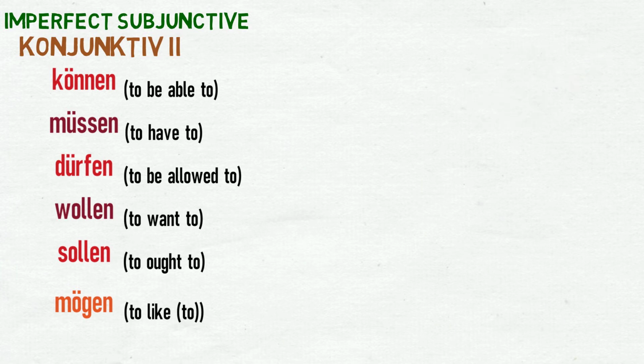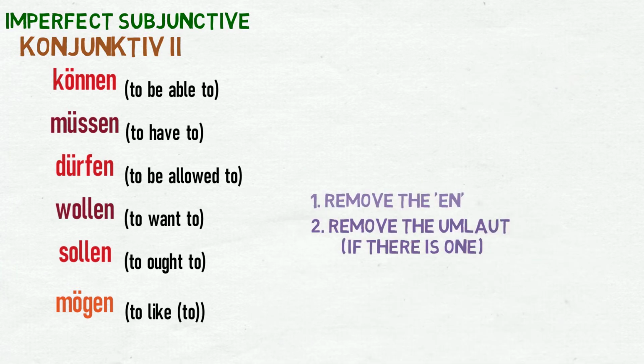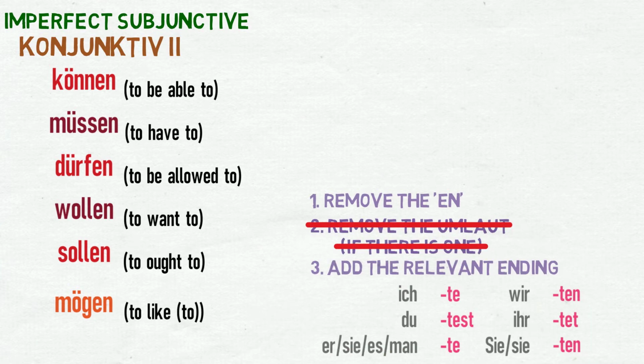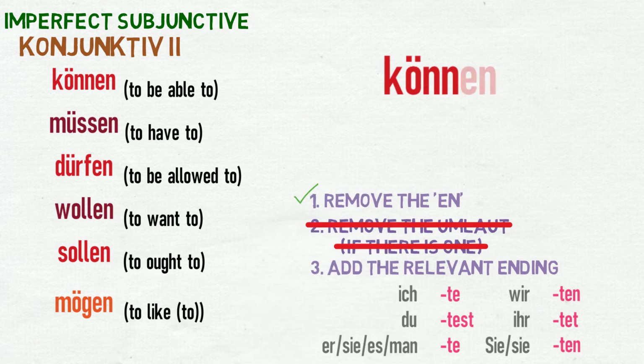To put modal verbs into the imperfect tense, we remove the en, remove the umlaut, and then add the regular imperfect tense verb endings. In order to form the imperfect subjunctive of the modal verbs, it's extremely easy. All you need to do is skip the remove the umlaut step. So let's look at können as an example. Step 1, remove the en. Können becomes könn. Step 2, add the relevant imperfect verb ending.